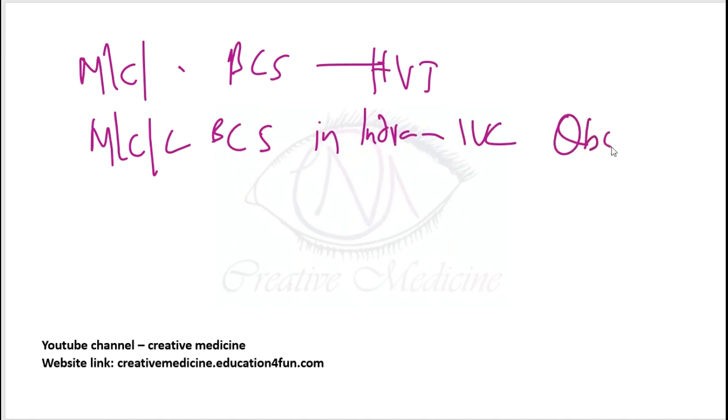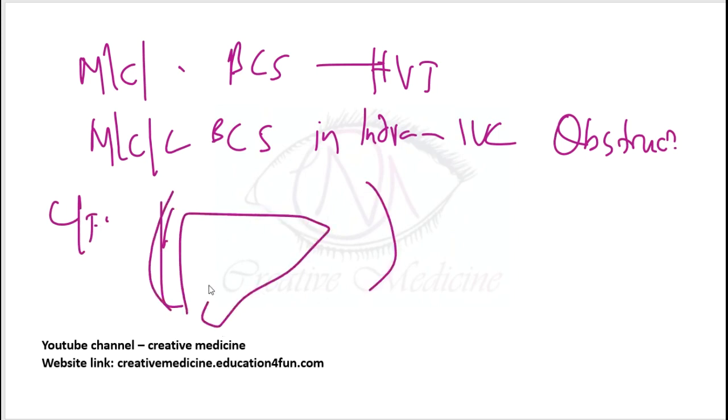In India, inferior vena caval obstruction causes Budd-Chiari syndrome, whereas in Western countries, hepatic venous obstruction causes Budd-Chiari syndrome. If you see the clinical features, ascites will be seen, and hepatomegaly will be seen, with abdominal pain. This is the triad: ascites, abdominal pain, and hepatomegaly.